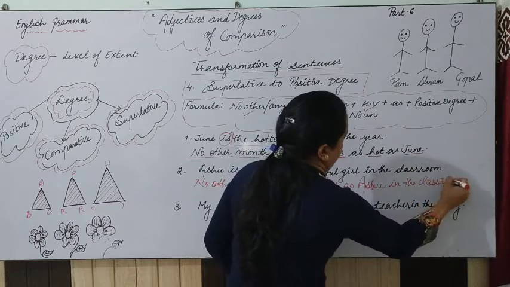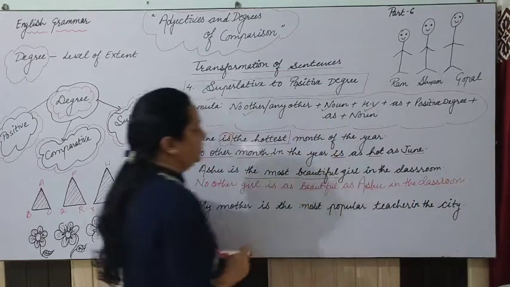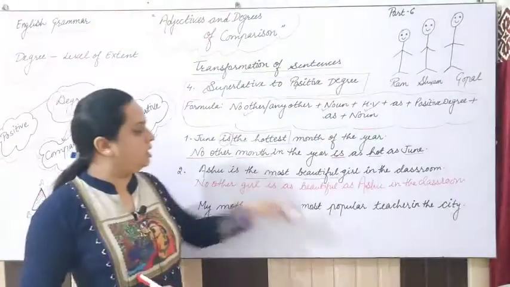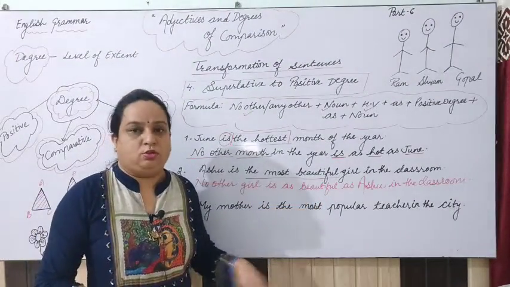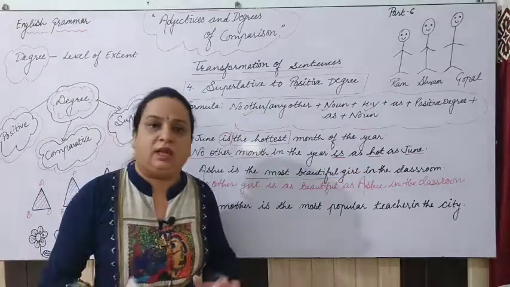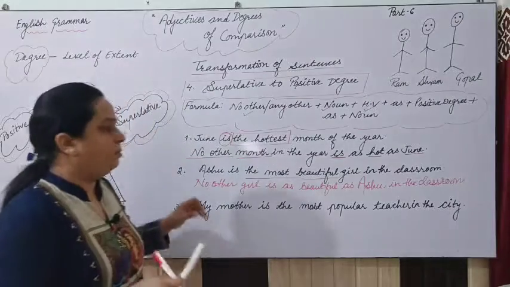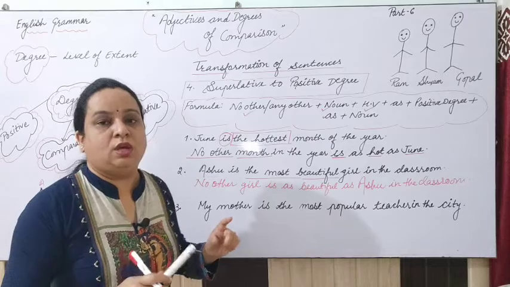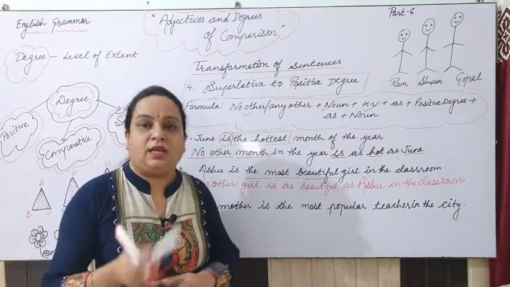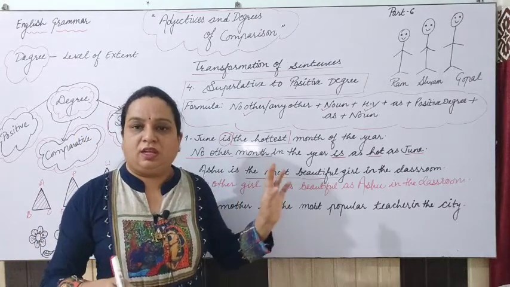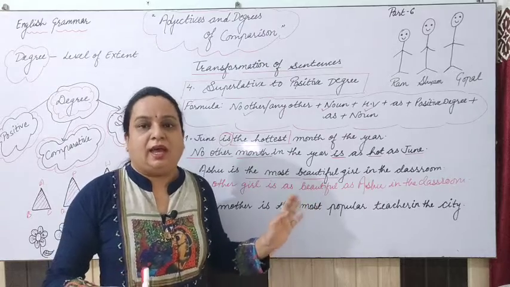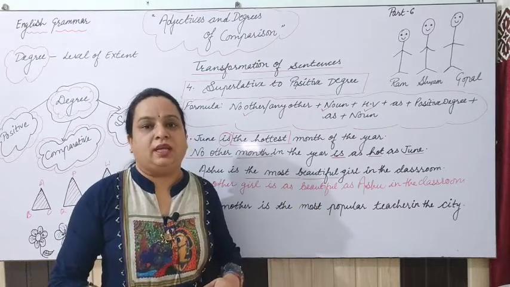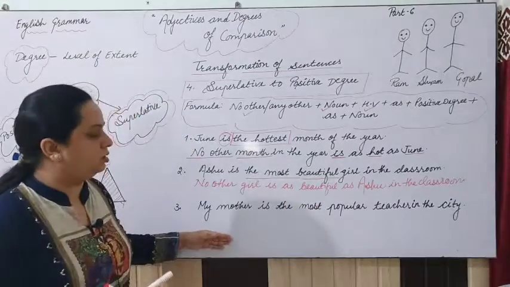Okay, or if you write this phrase as "no other girl in the classroom," that will also do. But if you are writing that at the end, that is also right. But you have to concentrate on the main formula. That is: no other, then as, positive degree, then as again, and then you have to write the second noun. So let's talk about the third one.